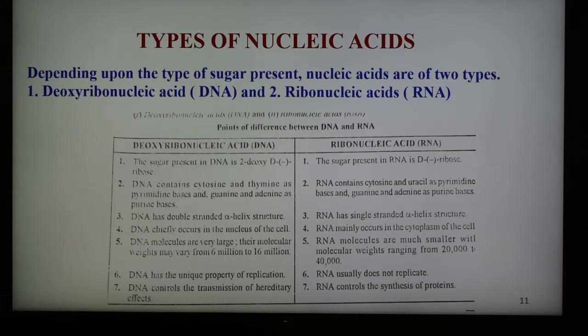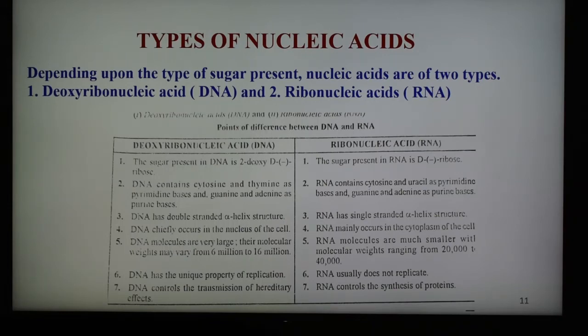And the second point is DNA contains cytosine and thymine, which we have seen as pyrimidine bases, and guanine and adenine as purine bases. In case of RNA, it contains cytosine and uracil as pyrimidine bases, and guanine and adenine as purine bases. DNA has a double stranded alpha helix structure. RNA has a single stranded structure. So there is a difference between DNA and RNA. DNA chiefly occurs in the nucleus of the cell. RNA mainly occurs in the cytoplasm of the cell.